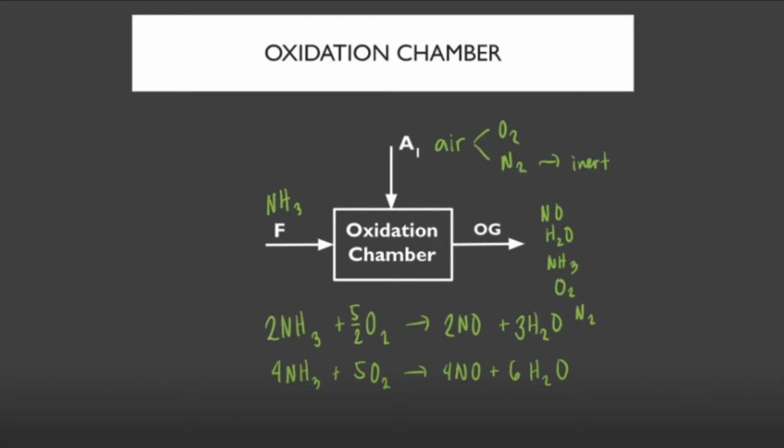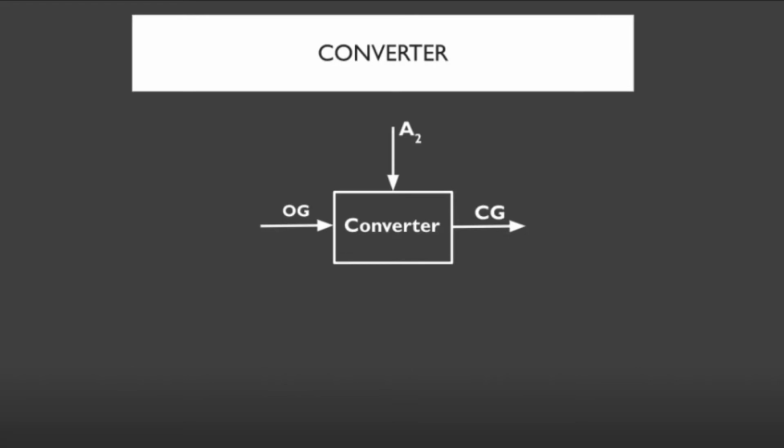In some cases, we can simplify the analysis by assuming that ammonia is completely combusted in the oxidation chamber. If that happens, we simply don't have ammonia in the oxidation gases. In the next step, the oxidation gases enter the converter. The converter here is a catalytic reactor in which its main purpose is to convert nitrogen monoxide to nitrogen dioxide. The main reaction is nitrogen monoxide plus oxygen yields nitrogen dioxide. Balance, multiply 1/2 to oxygen. We can also write this as 2NO plus O2 yields 2NO2.